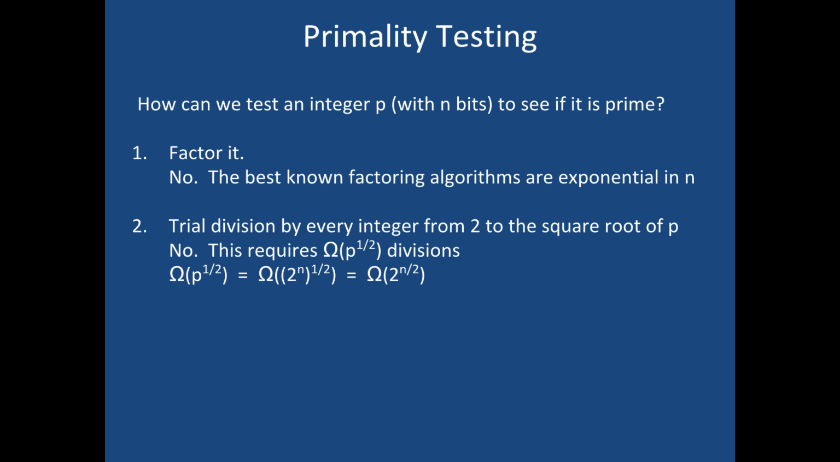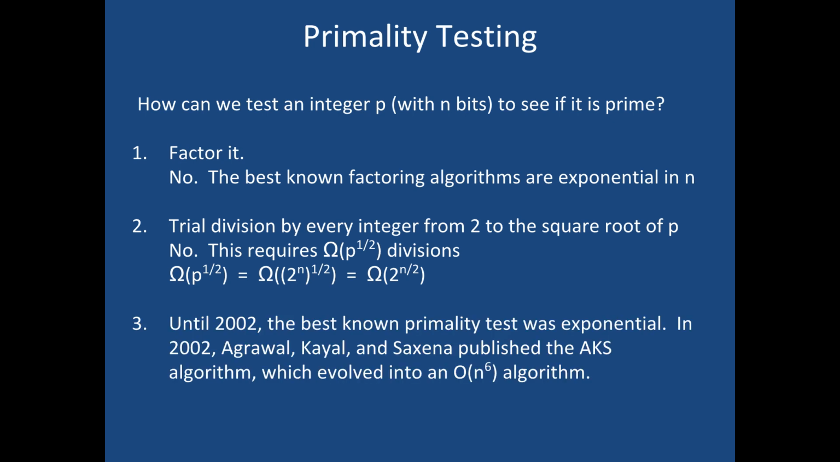So if your number is roughly 2 to the 100th power, you've got to do 2 to the 50th trial divisions. No way. And we're not even talking about that; in RSA you're talking about 1,000-bit primes or 2,000-bit primes. So that's a common way to do it, but that's not going to fly either.